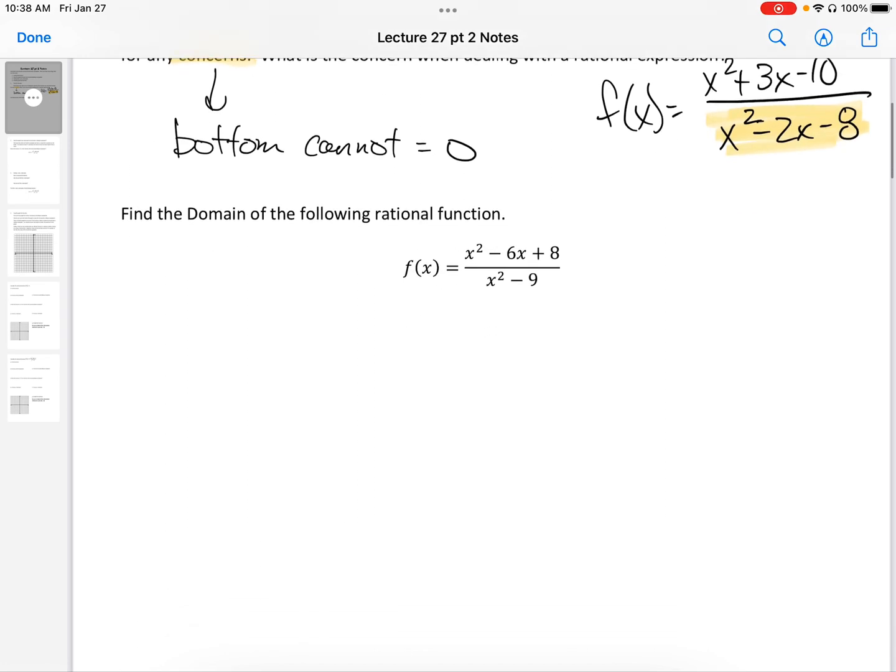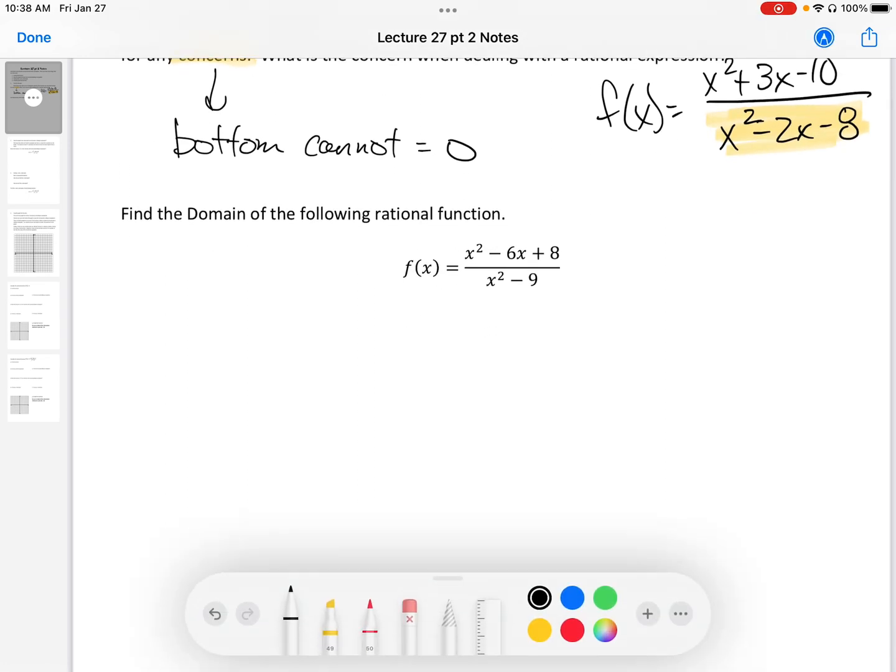So when I find the domain for a rational function, I'm going to look at the bottom: x squared minus 9 cannot equal 0. You can solve this one, or you can also factor it. If you remember, x squared plus 0x minus 9 cannot equal 0. This one is a difference of squares, so you can factor it with a 0x, or you can just have it memorized that it's a difference of squares.